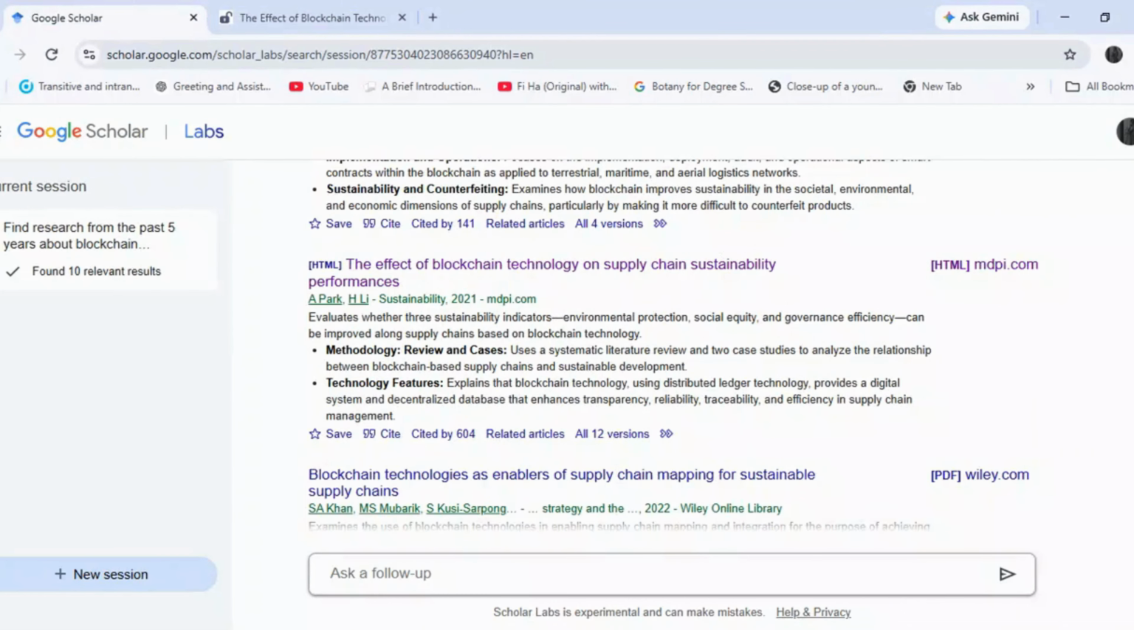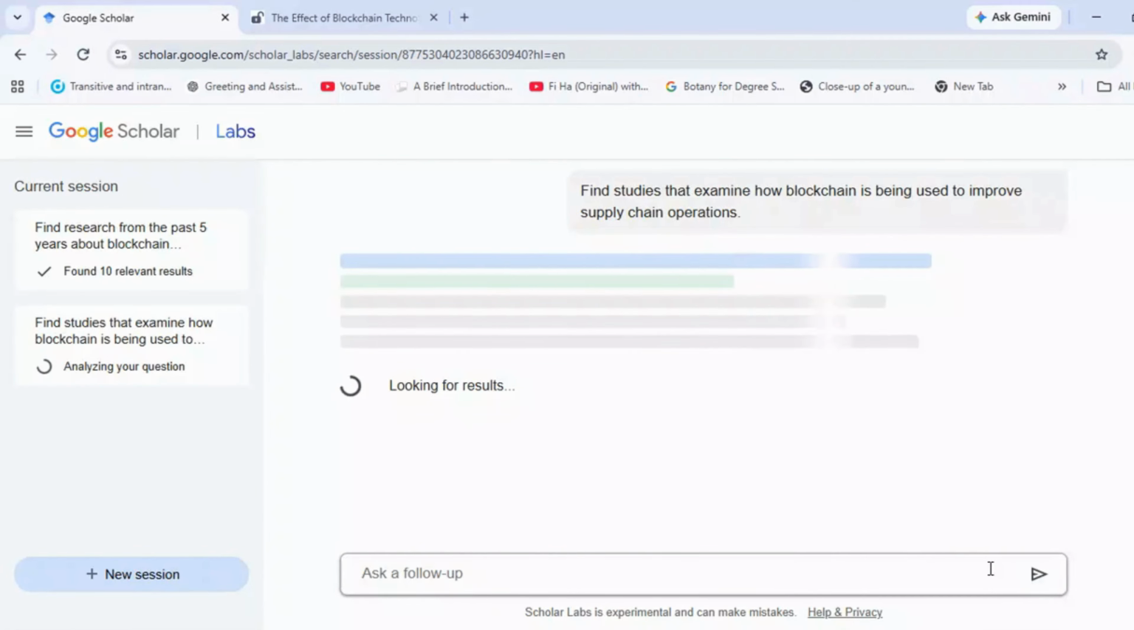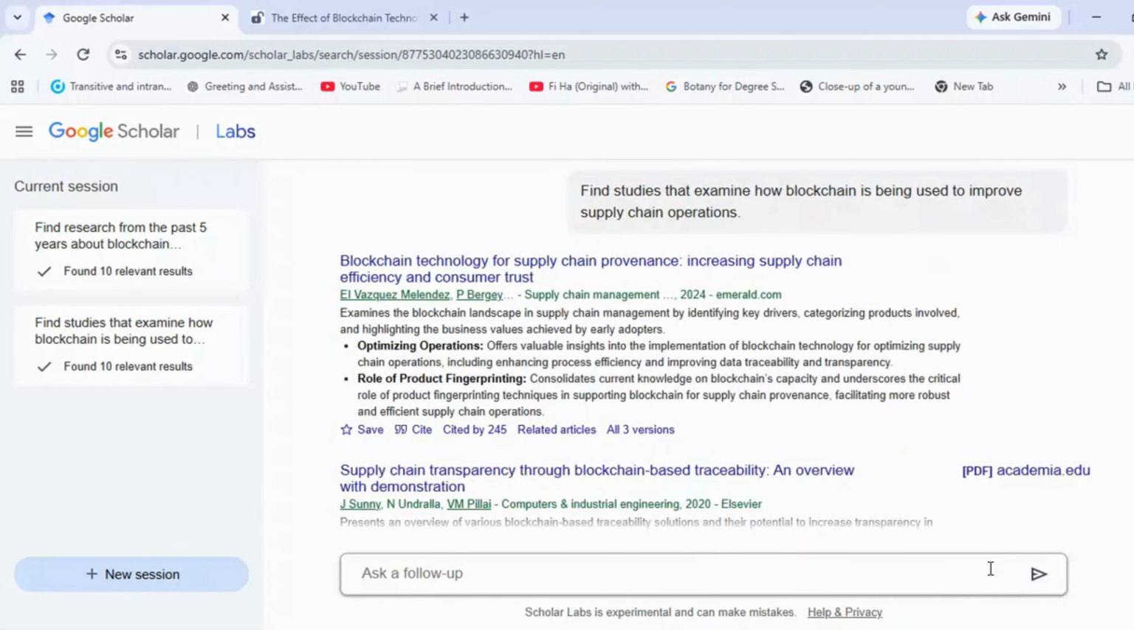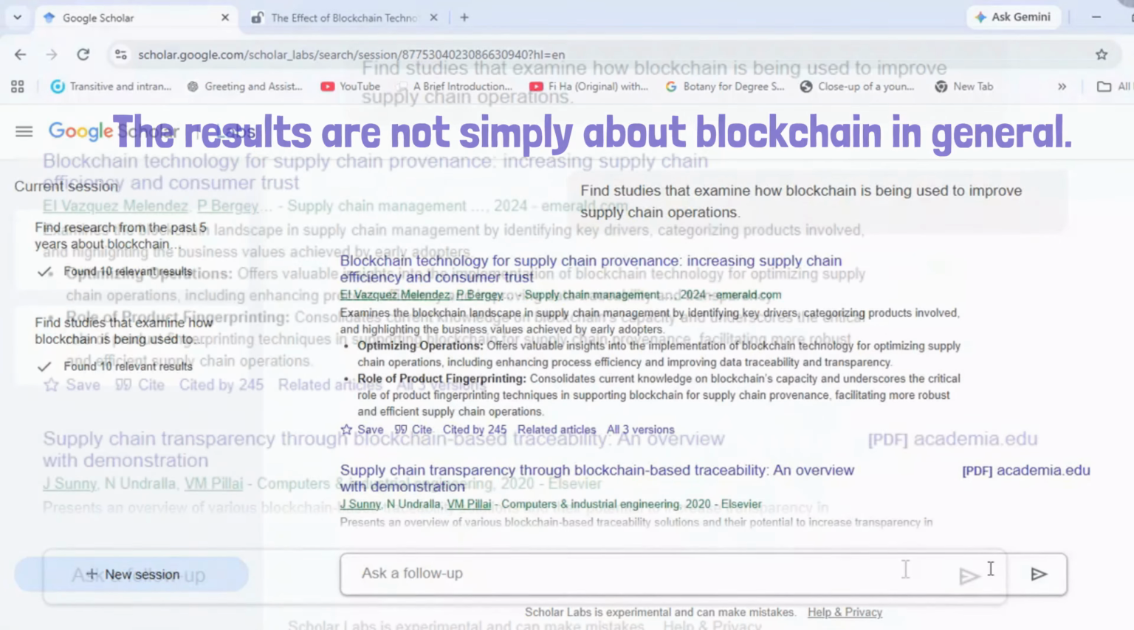You can also ask Scholar Labs questions from different perspectives while staying within the same broad research topic. I asked, "Find studies that examine how blockchain is being used to improve supply chain operations." Now the focus of the search changes. The results are not simply about blockchain in general. They focus more specifically on how blockchain is being used to improve supply chain operations and what researchers have found.